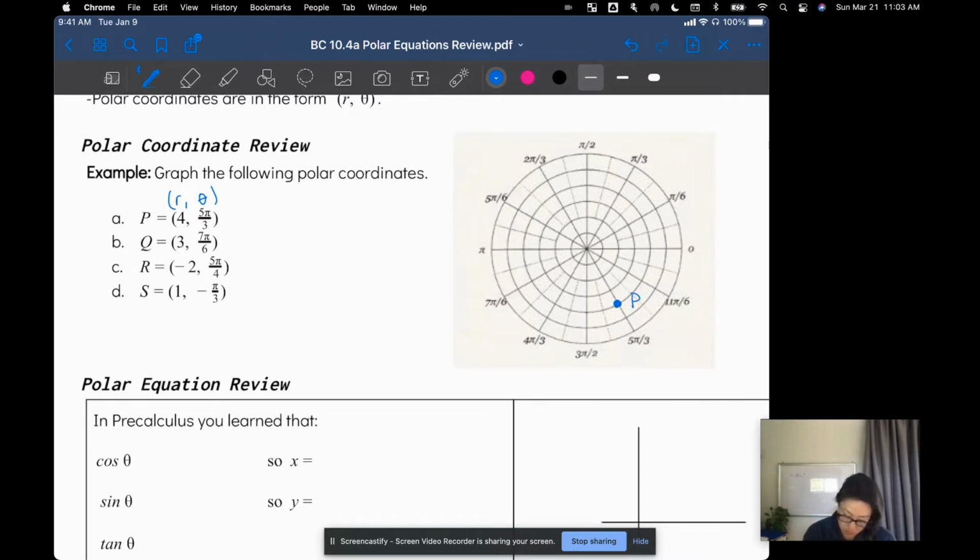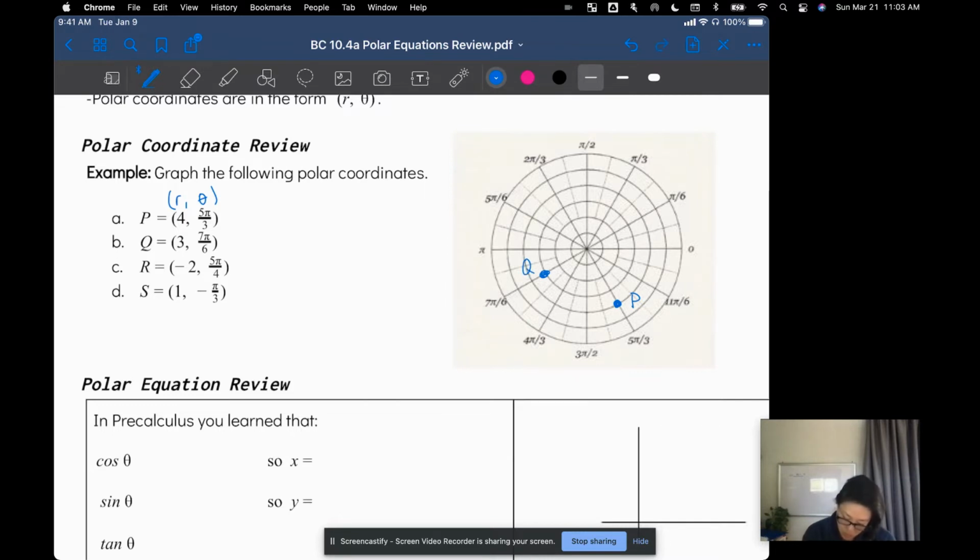The next coordinate is 3 comma 7 pi over 6. Again, I like to go to the angle first. So 7 pi over 6 is in the third quadrant, and then I'm going to move out 1, 2, 3 units. So I have point Q.